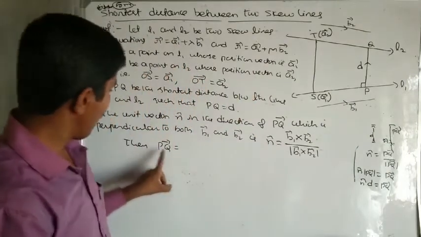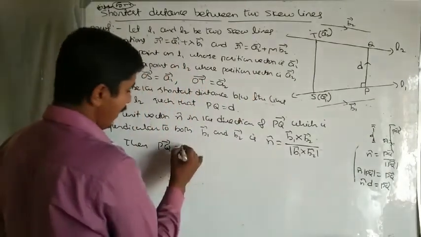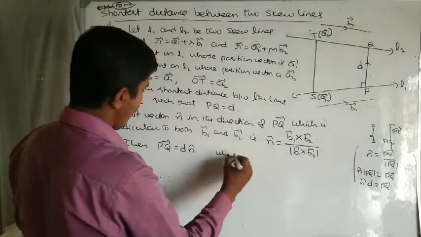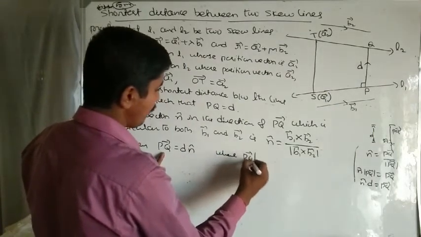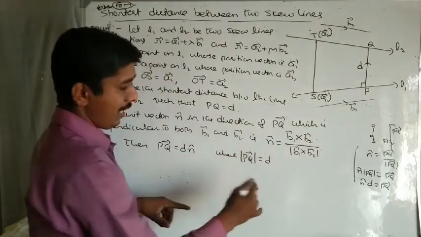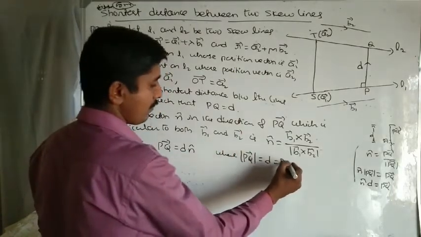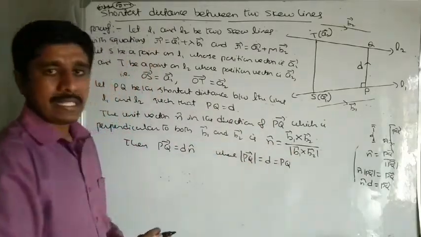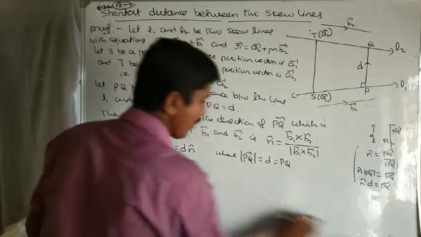Therefore, vector PQ equals d n cap. Here, the magnitude of vector PQ, which is a scalar distance, equals d. That is, magnitude of PQ equals d. Got it.